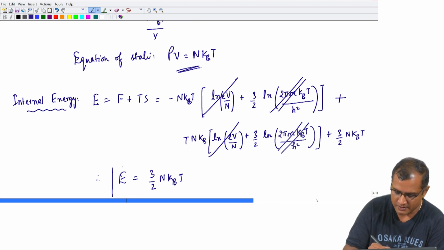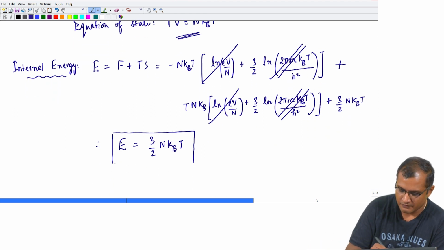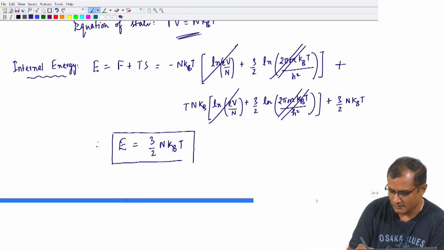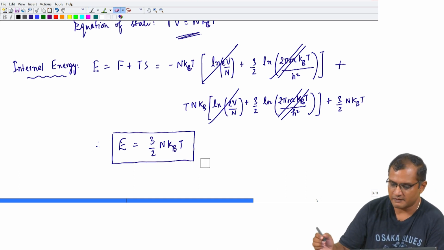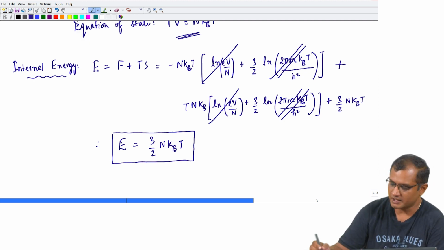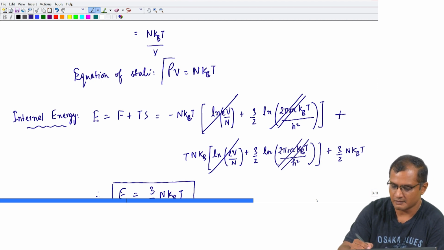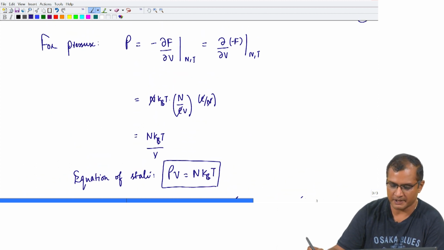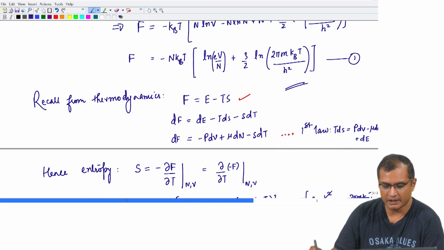So, this is another important result in the context of the ideal gas. This is the internal energy of the ideal gas. We have already obtained the equation of state, which is PV equals NkT. We have also obtained the entropy, and the free energy was already obtained to build the connection with the thermodynamics.